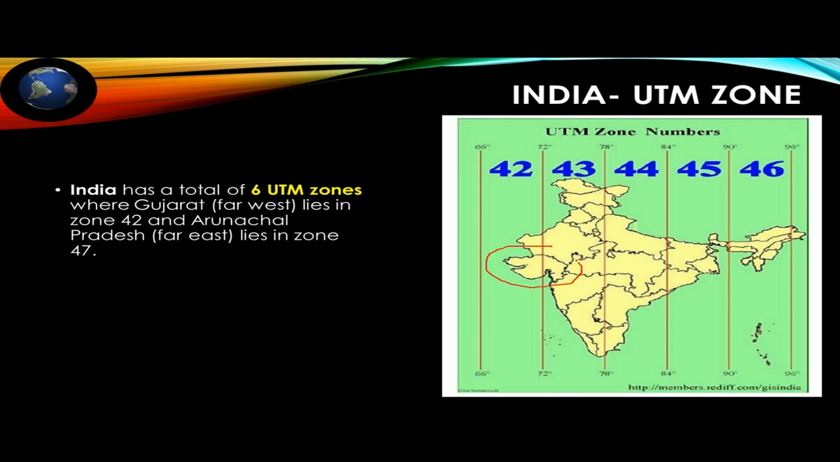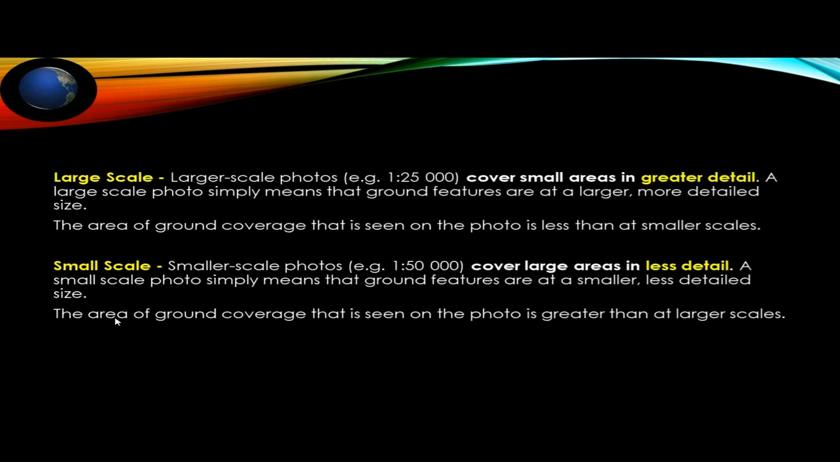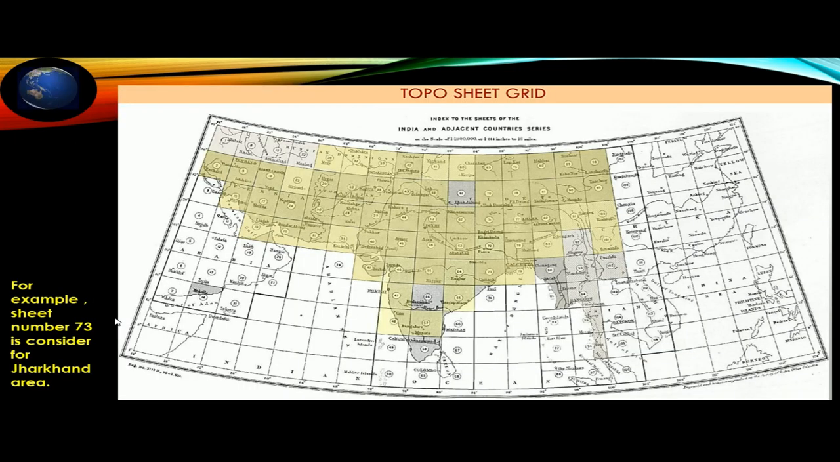Okay, so here if you see where Gujarat is falling, Gujarat is falling in this zone, which is 42, and Arunachal Pradesh is falling in, you can see, the far east region. Further here also 47 is there, just covered like this. So zone 47. So this I have covered. Have you got it? You can see like this the zones are.